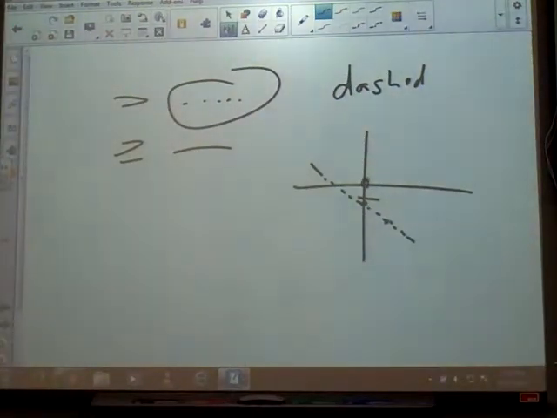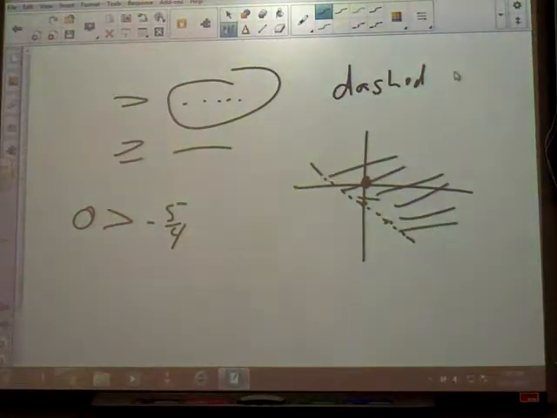So when I test my test point, I'm seeing if I'm going to shade up there or down here. Y, 0, my test point, greater than negative 3 times 0, 0, negative 5/4. Is 0 bigger than a negative number? Yep, yep, yep. So we would shade above the line. A, as in anteater. Page 3.